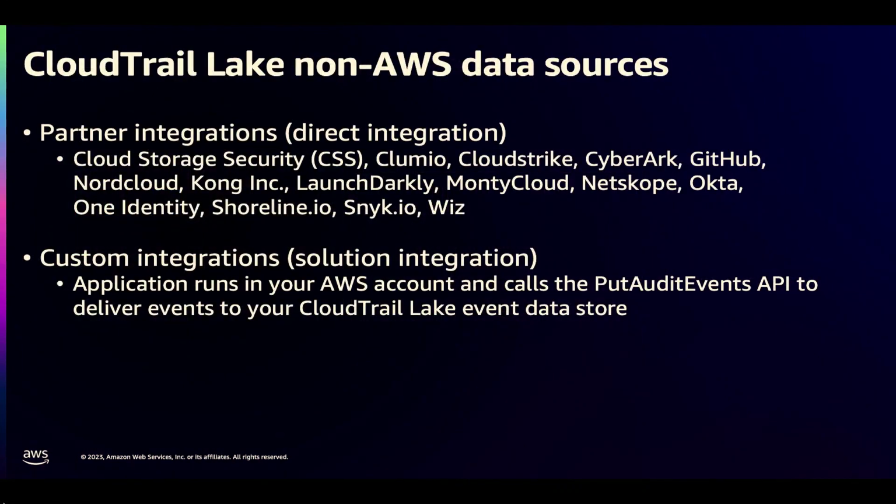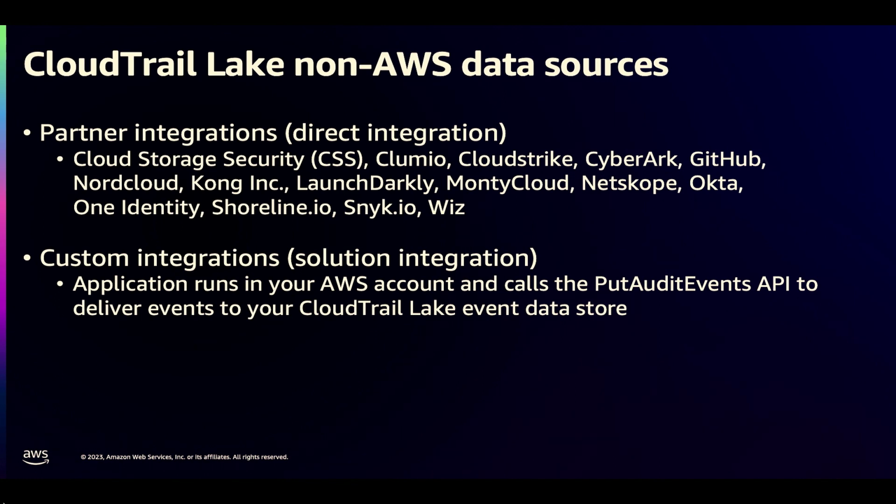And there are two types of integrations that you can have for those non-AWS data sources. The first one is the partner integrations or direct integrations. So there are some examples of the partners that have this integration. Basically what you do with those ones, you create a data store, you configure a few things on the partner side of things, the partner will put the events into the correct schema that CloudTrail Lake expects, and you can ingest those events.